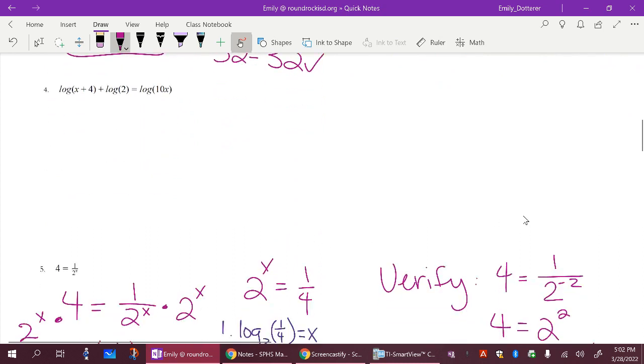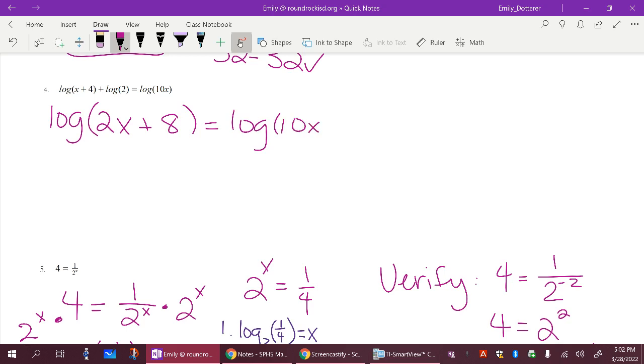Okay, here's another one like it. Remember that if there is no base given, that base is a 10. So all 3 of these logs here are base 10. We have that plus in the middle again, so we can multiply those together. 2 times x is 2x, plus 2 times 4 is 8. And since they have the same base and are set equal, we can set the arguments equal to each other.